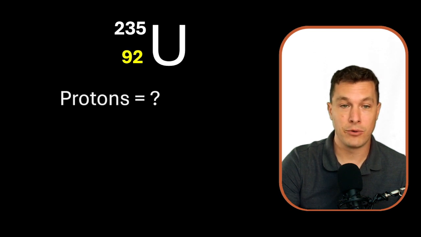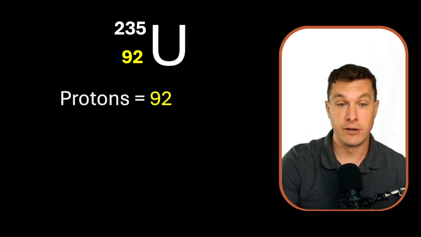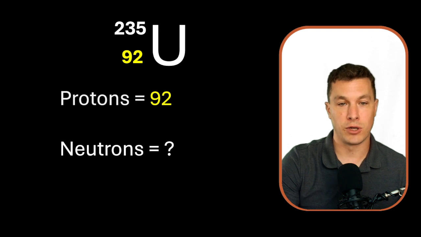Well, that bottom number, remember, is what we call the atomic number. It tells us the number of protons, so just 92. The bottom number just tells you the number of protons. Very straightforward. Neutrons are a little more complicated.